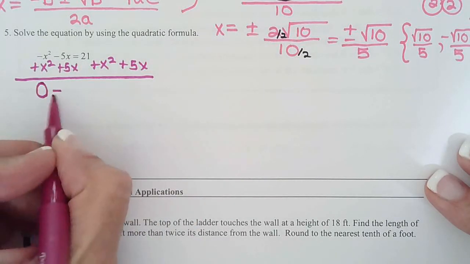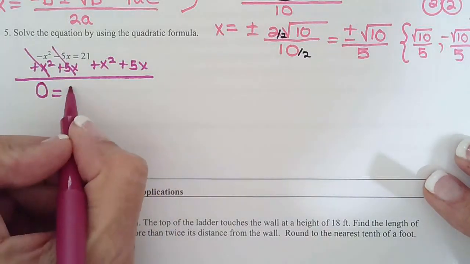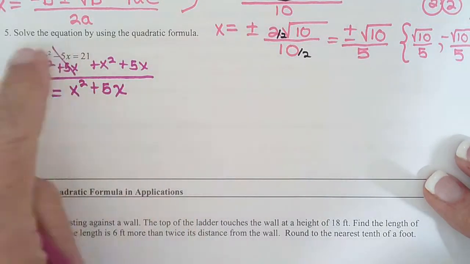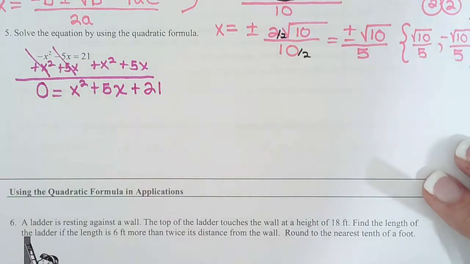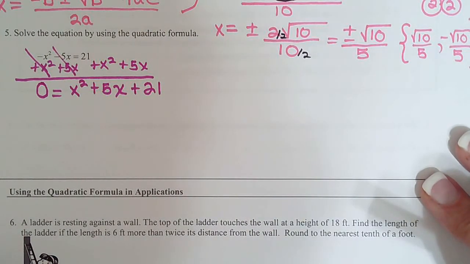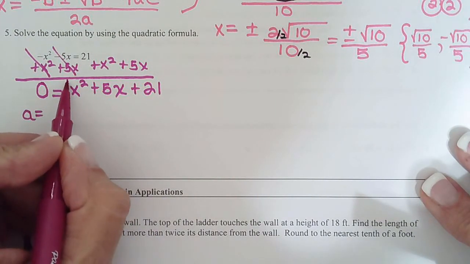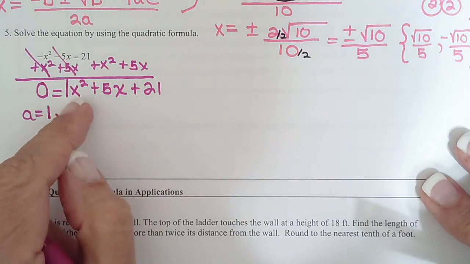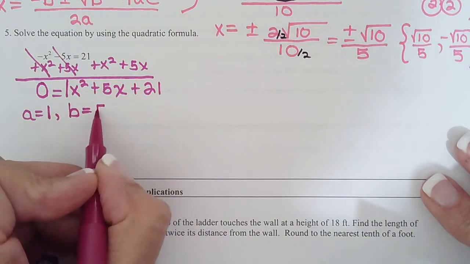So 0 equals, so we did the opposite, both of those canceled. And now let's put this in the proper order. X squared terms first, 5x is second, and they both turned positive because we brought them across the equal sign, and then 21 was already positive. And putting them in the correct order is really important because if you don't, you're going to get your A, B, and C all mixed up. So what is A, by the way? What number's here? 1, right? So A is 1. Don't write 0. If it was 0, there wouldn't be an x squared there. So A is 1, B is 5, C is 21.